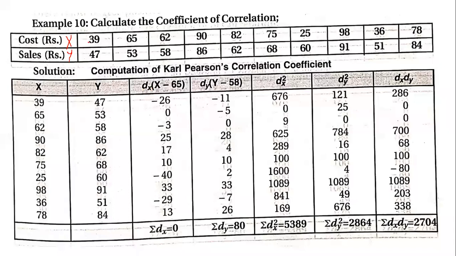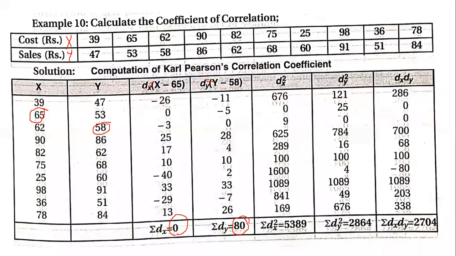Then we are going to copy down all of these values for X as well as Y. And this is a problem where we are going to take an assumed mean. We have considered 65 as the assumed mean for X and 58 as the assumed mean for Y. Once we have considered 65 and 58, we calculate dx, that is the deviation, x minus assumed mean. We get all the deviations and the total here has come to 0. Then again for dy, the deviations of y minus a, the assumed mean, you get the total as 80.